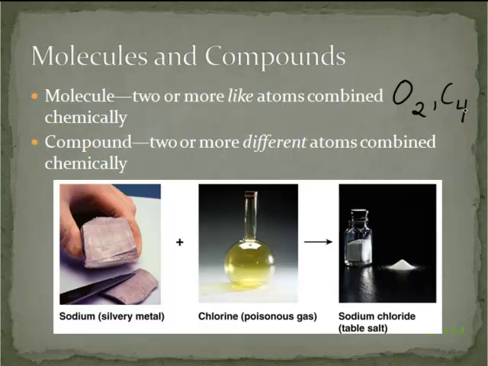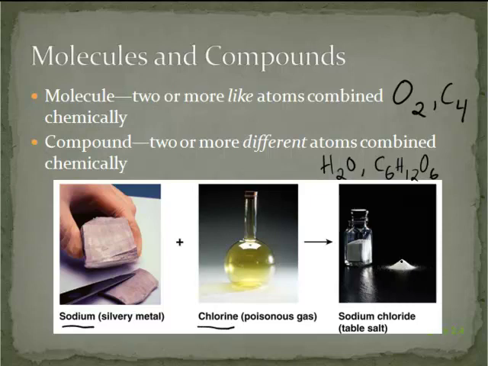A compound is when you take different atoms. For example, H2O. So we have both hydrogen and oxygen. That's a compound, water. C6H12O6, glucose. We have carbon, hydrogen, and oxygen in a certain ratio coming together to form a compound. In this picture here, we have sodium and chlorine coming together to form sodium chloride, table salt.